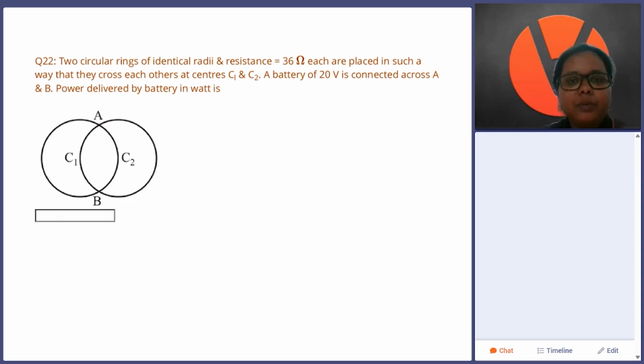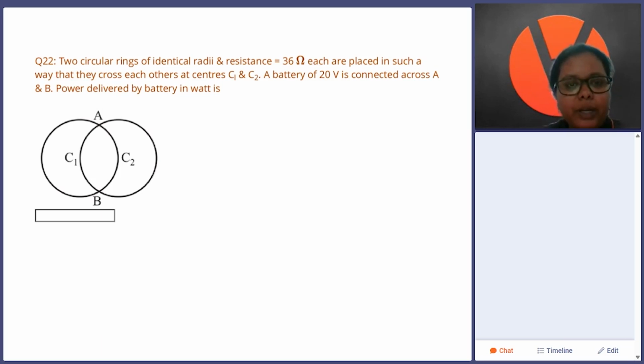Two circular rings of identical radii and resistance. Radii are identical and resistance is also identical, 36 ohm each. They are placed in such a way that they cross each other at centers C1 and C2. A battery of 20 volt is connected across A and B. Find the power delivered by the battery in watts. So this is the question.